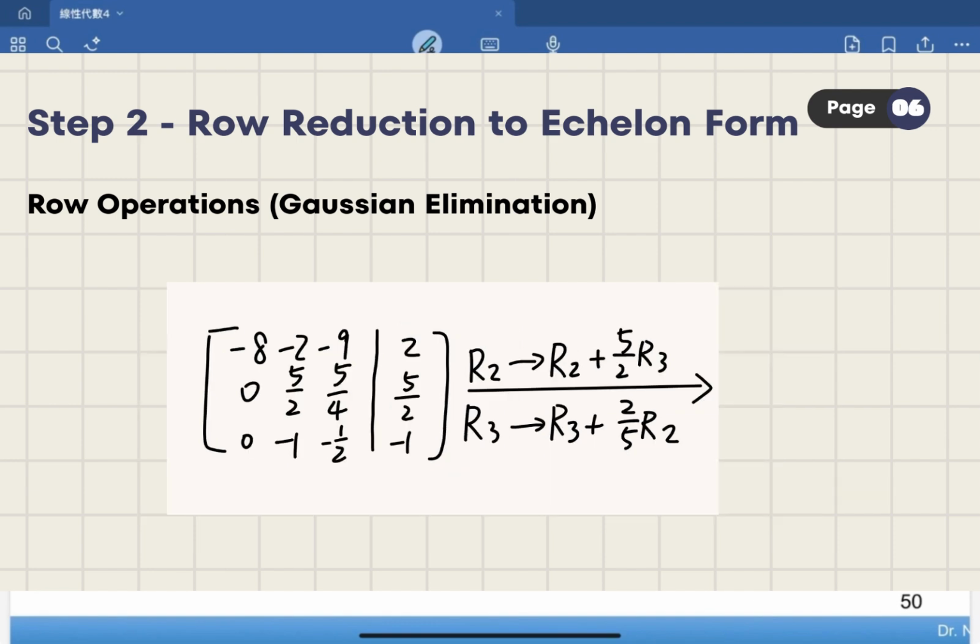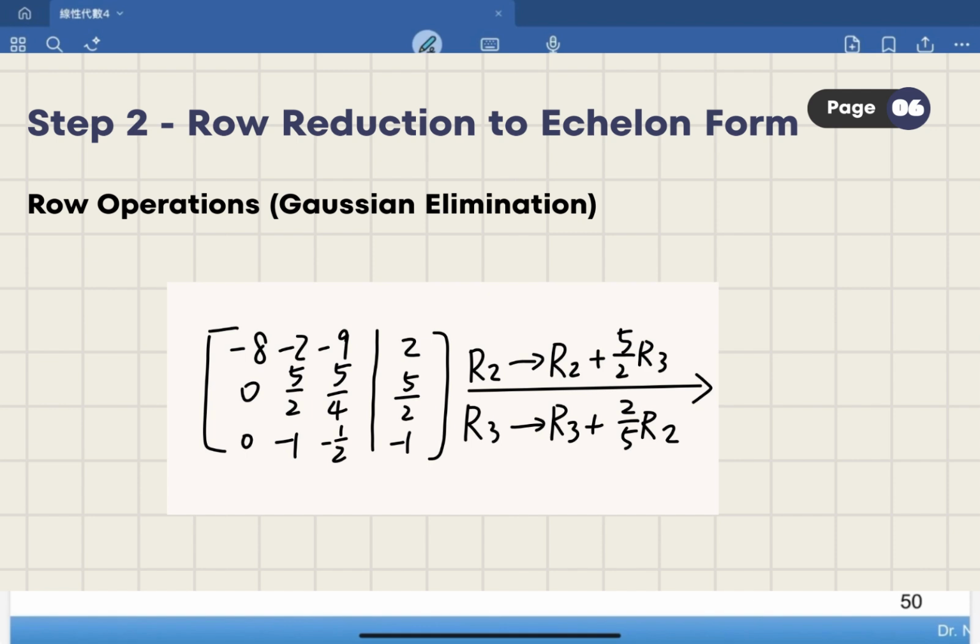So row 2 equals row 2 plus 3 over 4 row 1, and row 3 equals row 3 plus 1 over 2 row 1. So the result is: row 1 is minus 8, minus 2, minus 9, and 2. Row 2 is 0, 5 over 2, 5 over 4, 5 over 2. Row 3 is 0, minus 1, minus 1 over 2, minus 1.